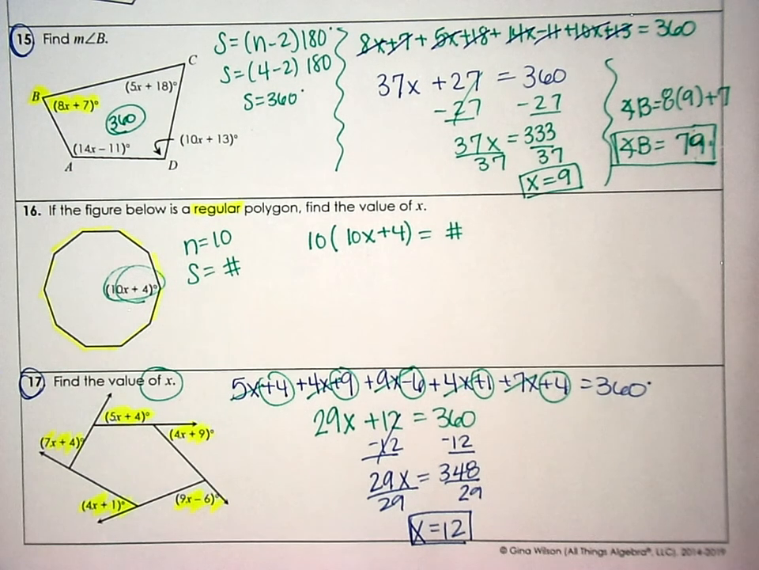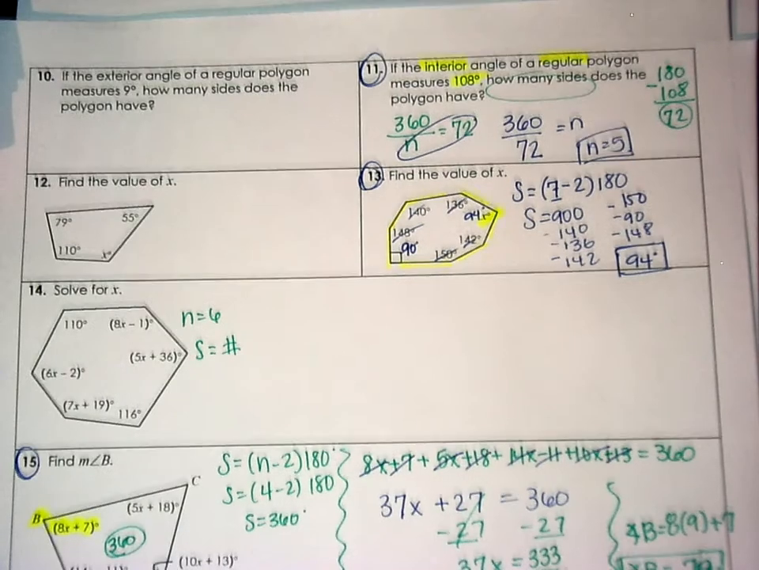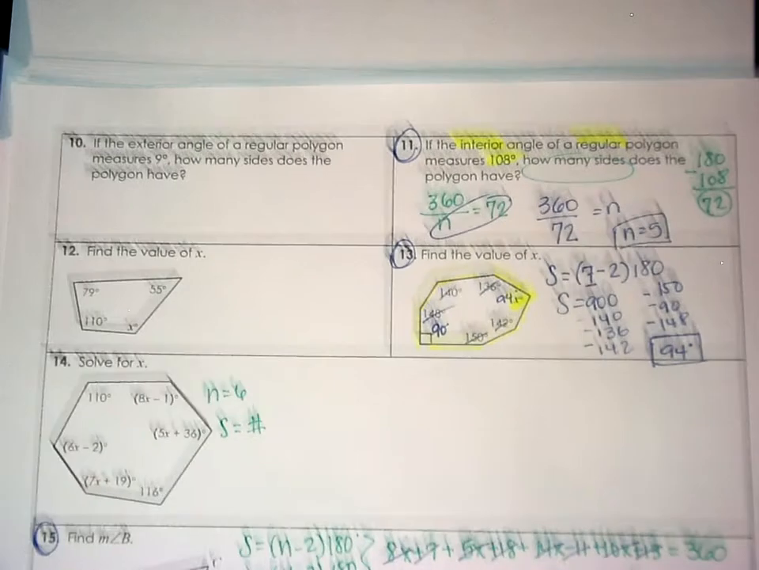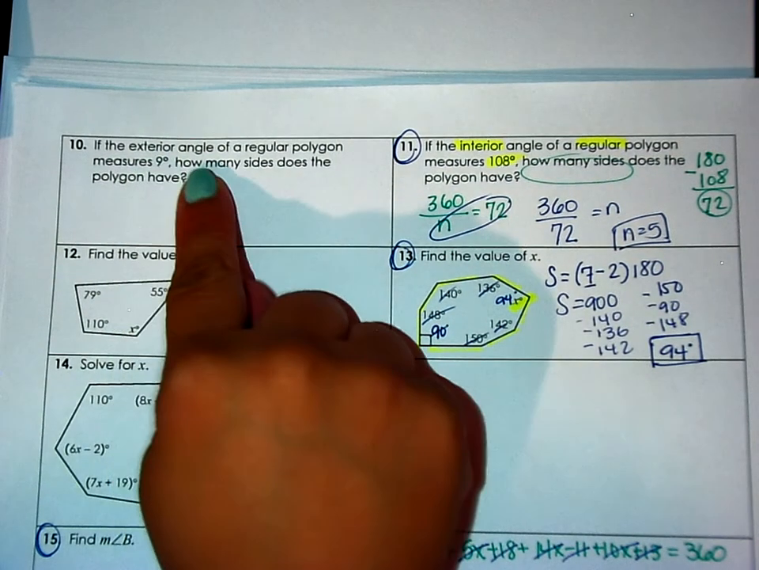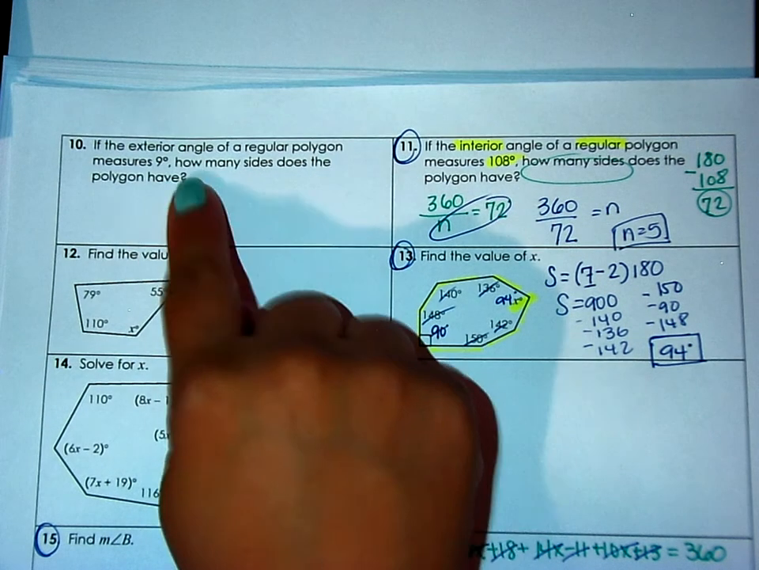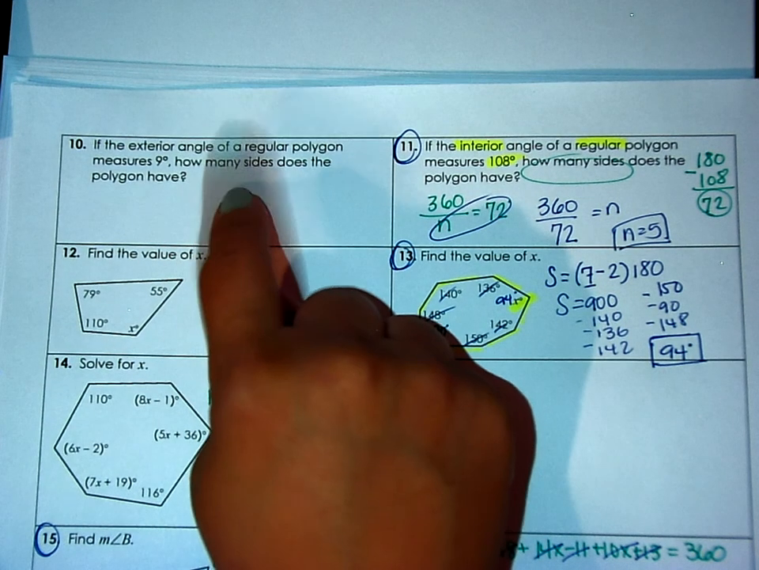I've kind of helped you set up on the ones that we didn't do. Again, if you need to pause it at any point to copy anything down, go ahead and do that. 10 and 12 at the top were the only ones that I didn't talk about, so let's make sure we talk about those. Okay, if the exterior angle of a regular polygon measures 9 degrees, how many sides does the polygon have? So there is a way to set this one up.